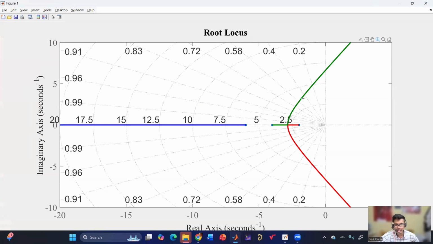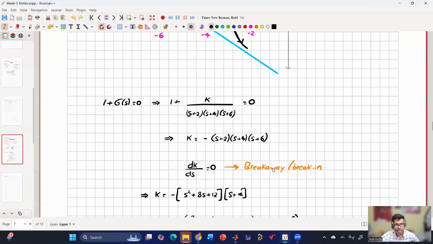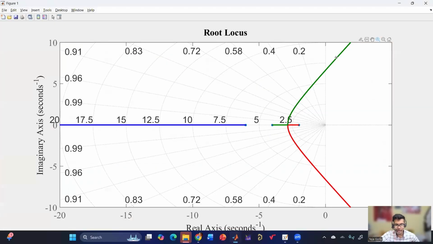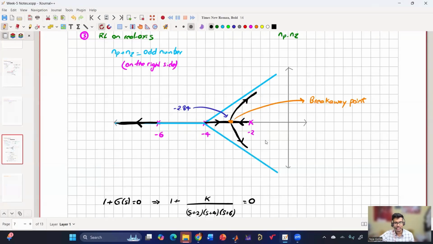It is hitting and then moving at 60 degrees, +60, -60, or 300 degrees. If you draw an asymptote, it is starting from -4, right? It is moving towards -4. Similarly, if you extend this, they'll meet at this point. So this will help us draw the root locus accurately using asymptotes. This is another such example where there is a breakaway point.